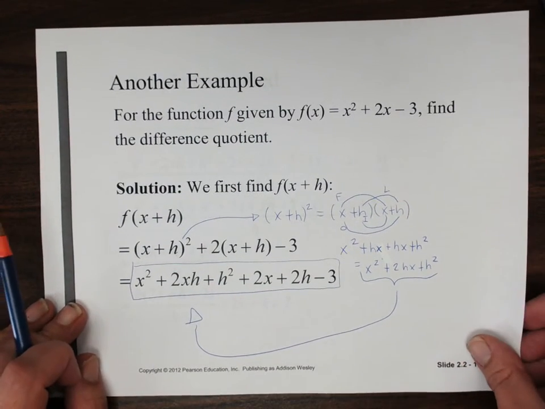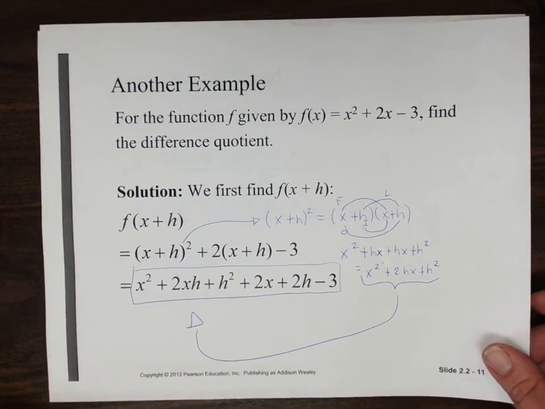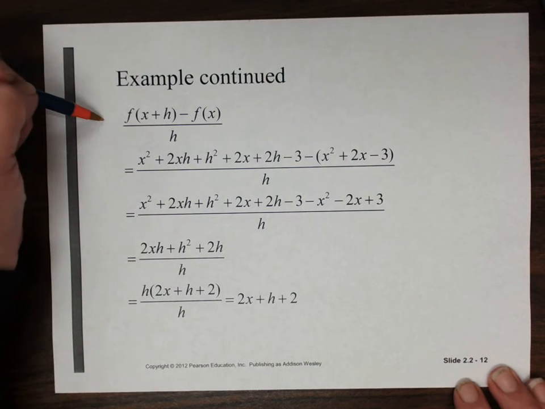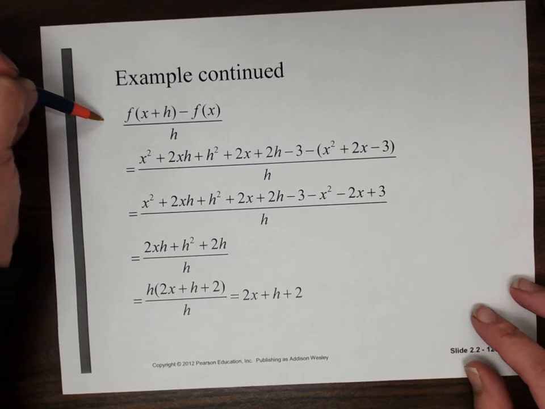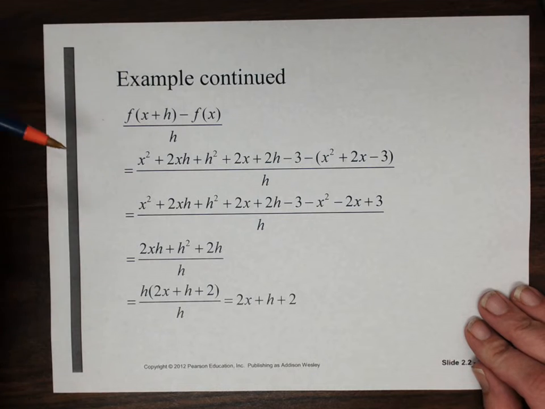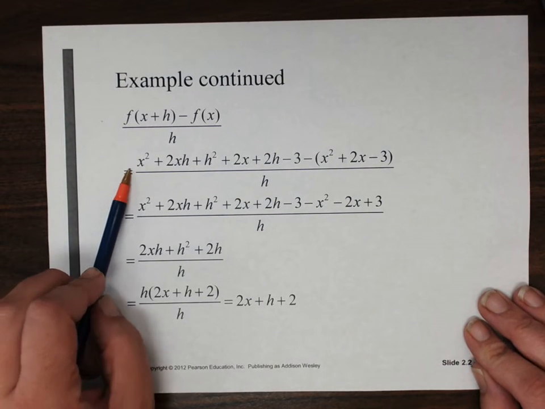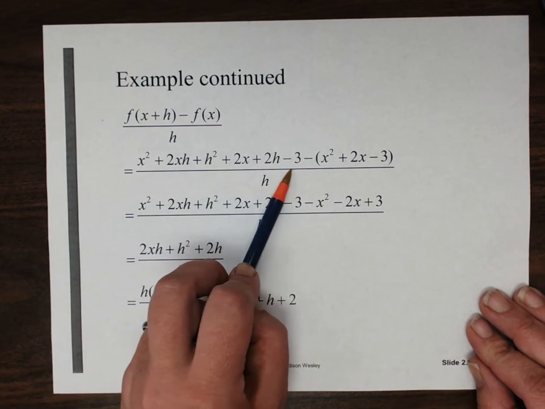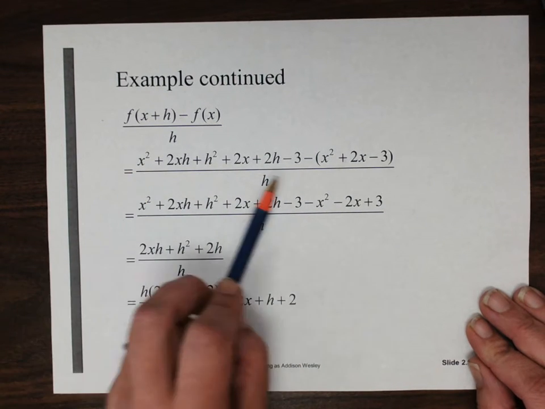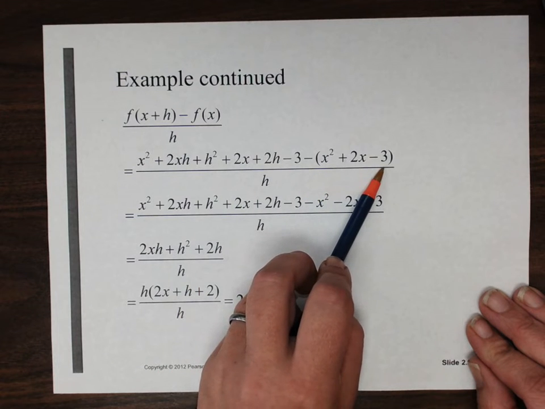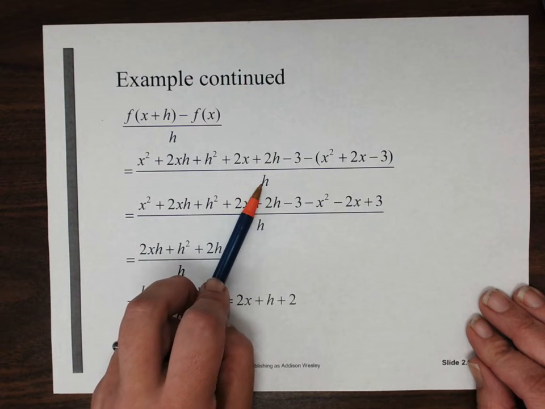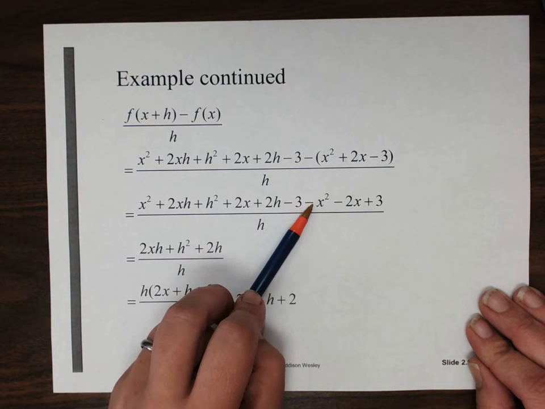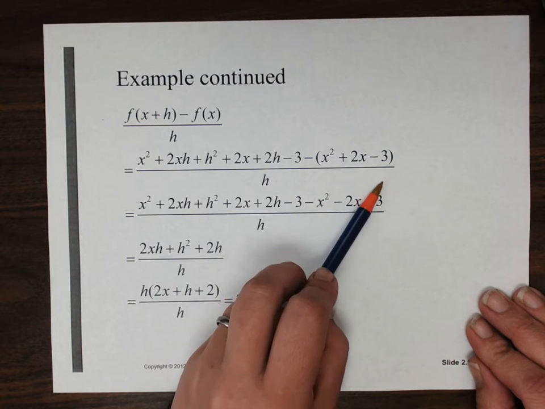But we're not done, right? This was just computing f of x plus h. Now let's recall we've got our formula here for the difference quotient, f of x plus h minus f of x over h. So everything from here all the way down to minus 3, this is what we computed on the last page. This is just f of x plus h. Here we're subtracting f of x, and then it's being divided by h.